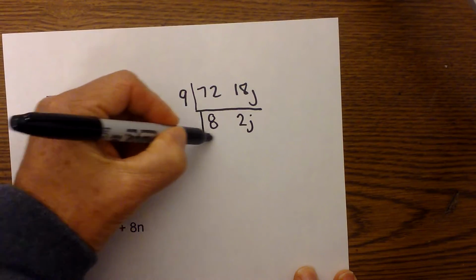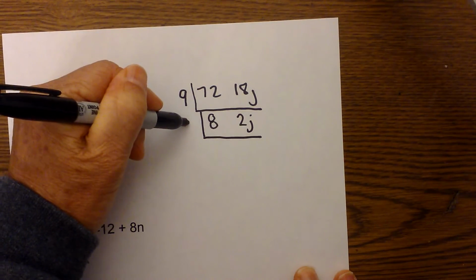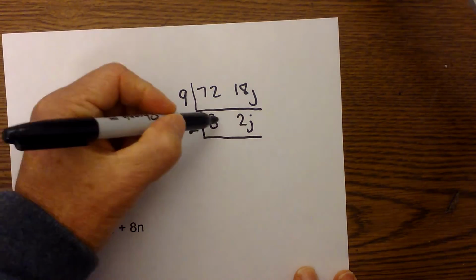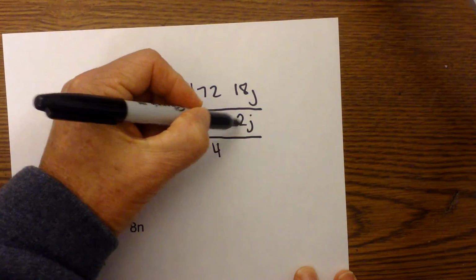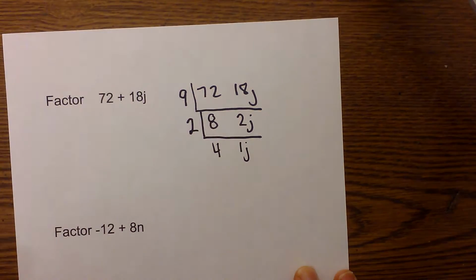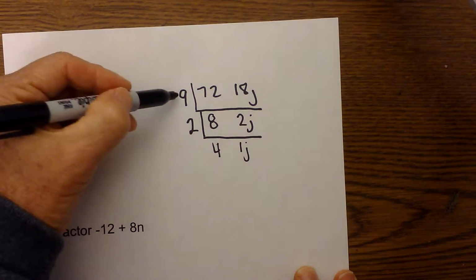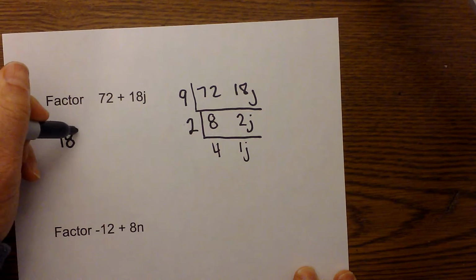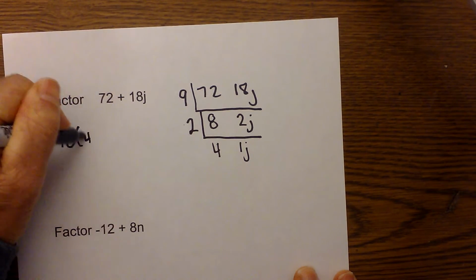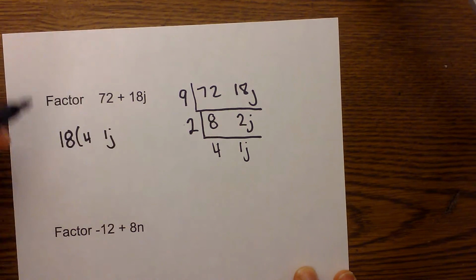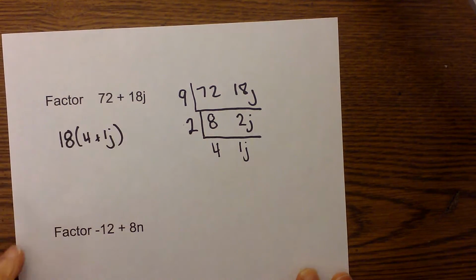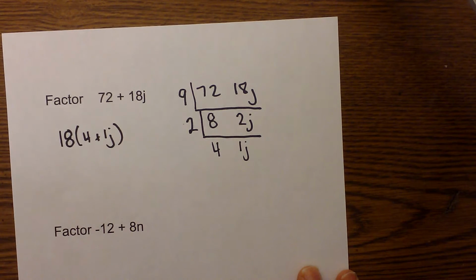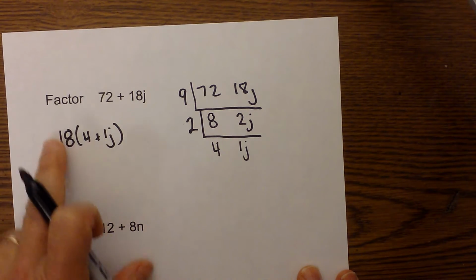Okay, so now it is not completely factored. I now can factor out a 2. So 2 goes into 8 4 times, and 2 goes into 2j 1j times. And so now here's the greatest common factor, so that will be 9 times 2 is 18. I'll write the parentheses, I'll write 4, I'll write 1j, and then I'll write the sign and the rest of the parentheses. So it is 18 times 4 plus j.